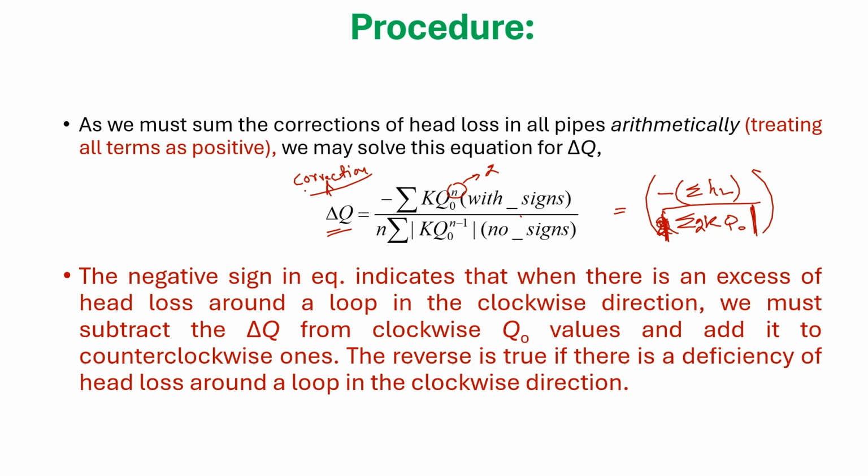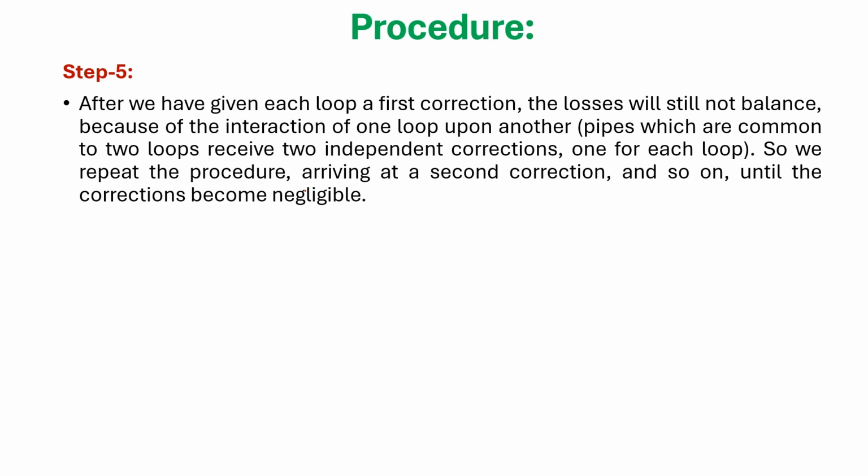If we move towards the second loop, we will repeat the same steps for the second loop, and if we are moving towards the third loop, we will repeat the same steps for the third loop. We will do a question or example to understand the procedure effectively. Now, the last step is to apply the correction.